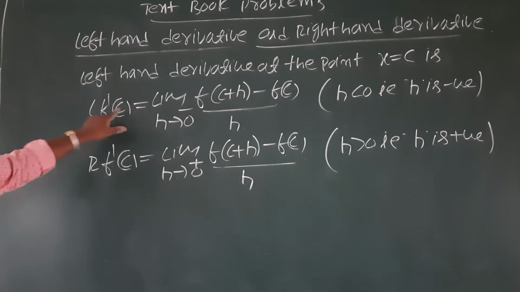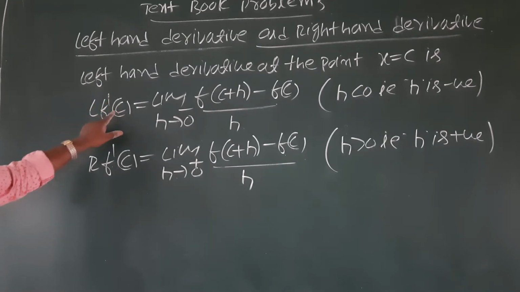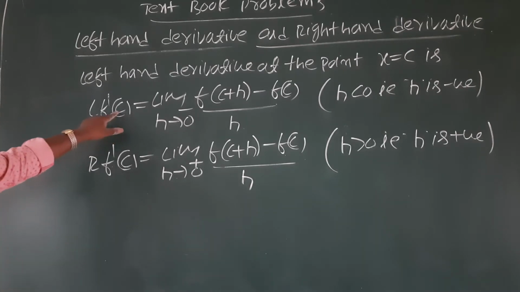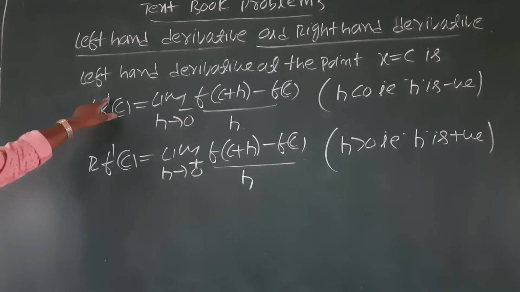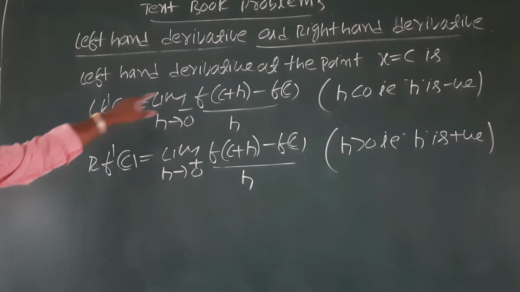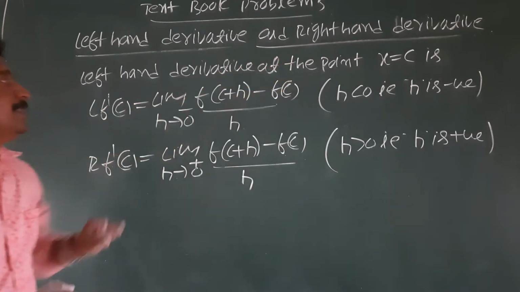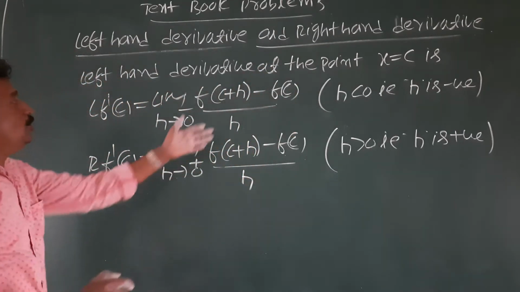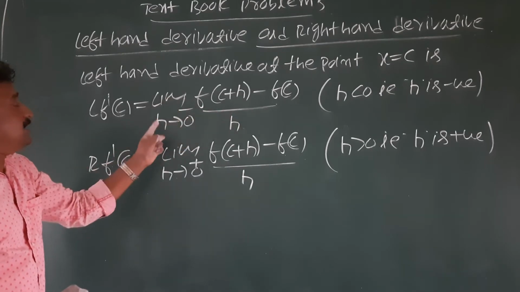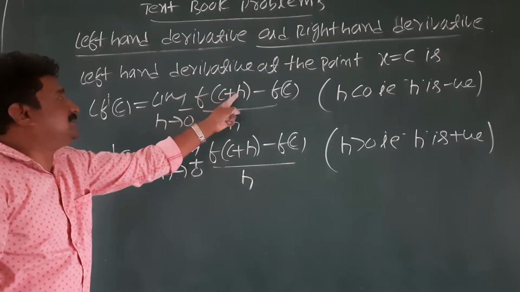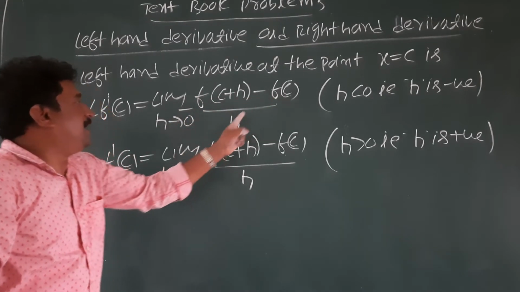Lf(c) means left hand derivative of the function f(x) at the point x equals c, and it is defined as follows. Look at that board, students. Limit h tends to 0 minus, [f(c+h) - f(c)] by h.